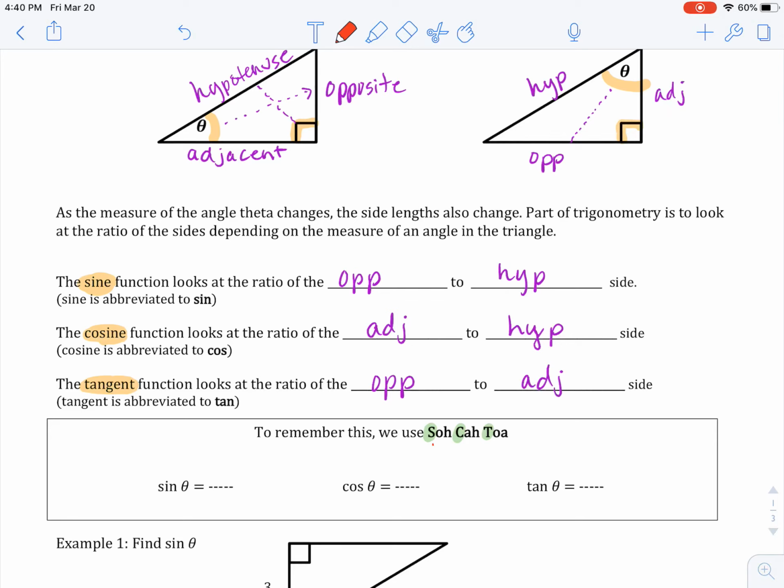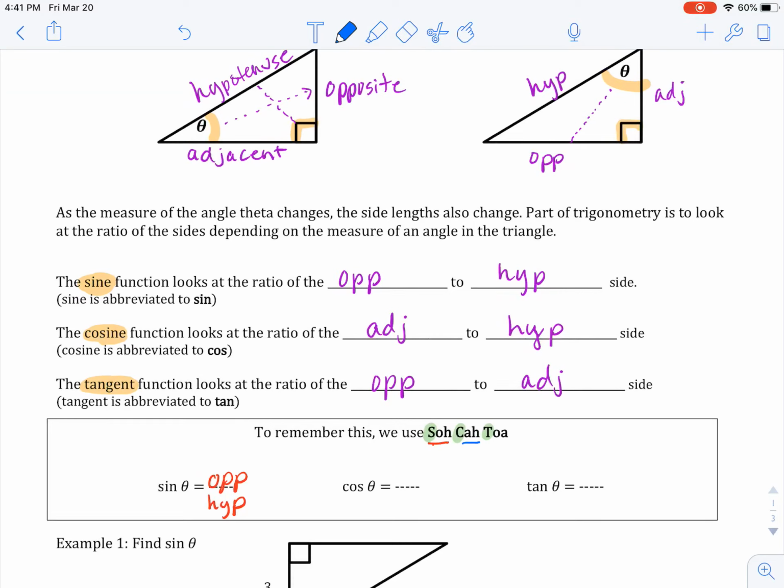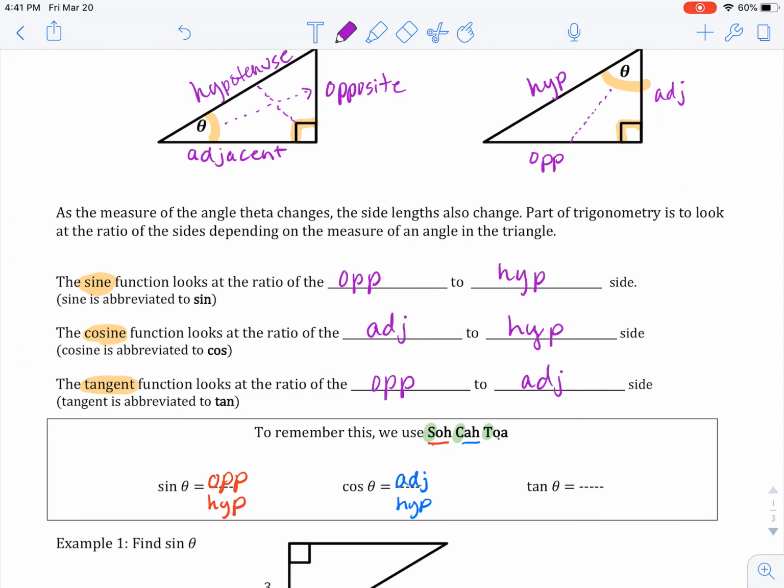So according to this first one, SOH, the sine is the trig function looking at the ratio of opposite over hypotenuse. CAH, cosine will be adjacent over hypotenuse. And the tangent function will be opposite over adjacent.